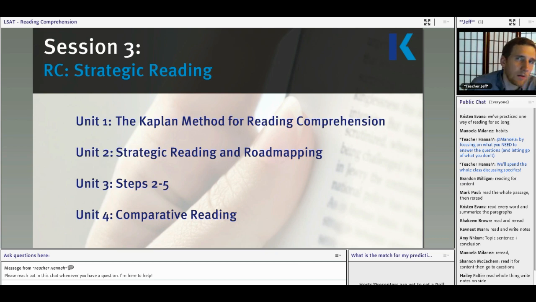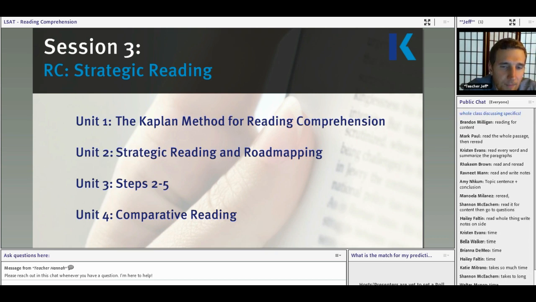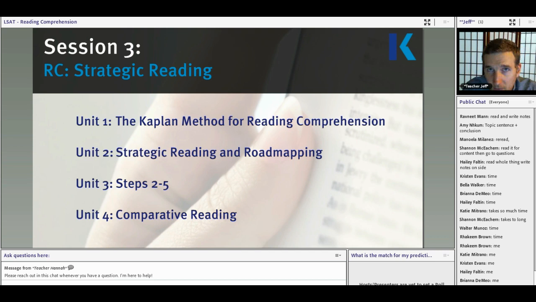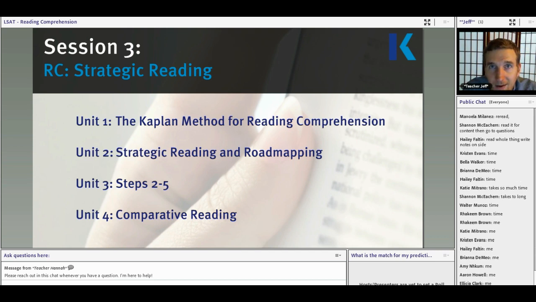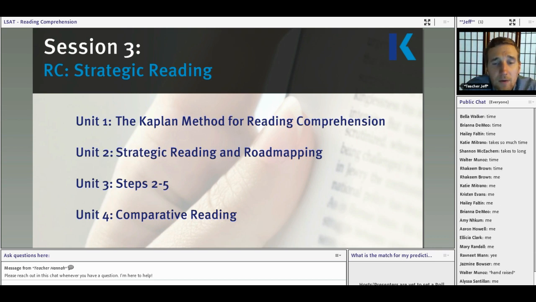What could be the downside of reading everything, reading every word, and rereading? It takes so long. How many of you just didn't finish the reading comp section on the diagnostic? You heard 5 minutes call, you have a whole passage still left to do. This is super common, all right? And again, not everybody. Some of you out there might be really strong in reading comp and you're able to move through it quickly.